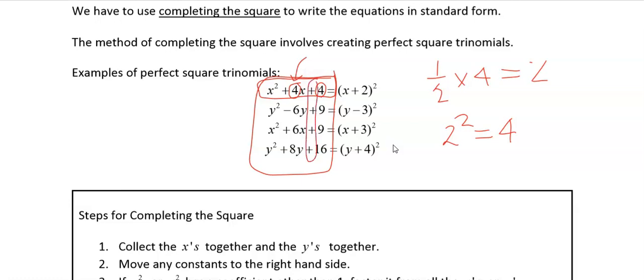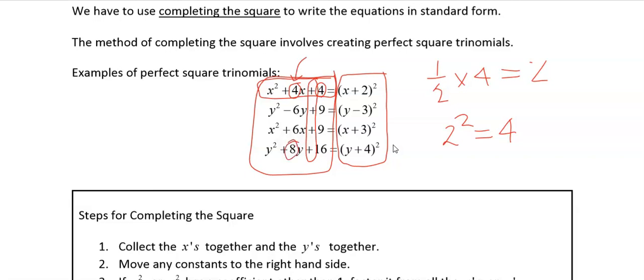It has to be a plus for a perfect square trinomial, because a perfect square trinomial can be written as the square of some binomial. And when you square a binomial, meaning when you multiply a binomial by itself, you always end up with a plus on the end. It has to be, no matter if it's x plus 2 or x minus 2 or whatever.